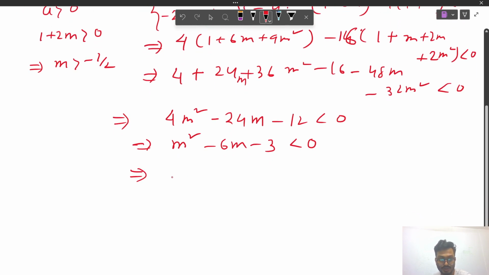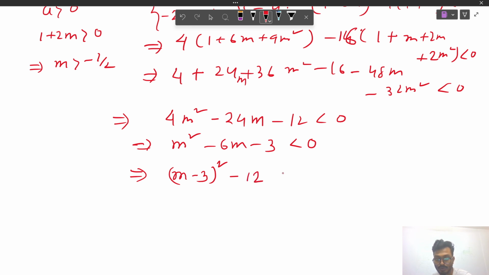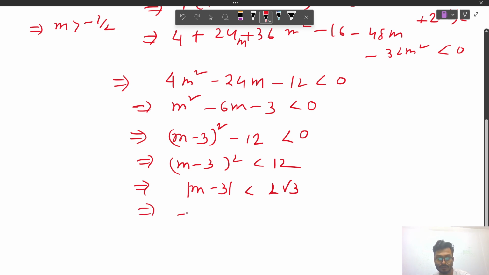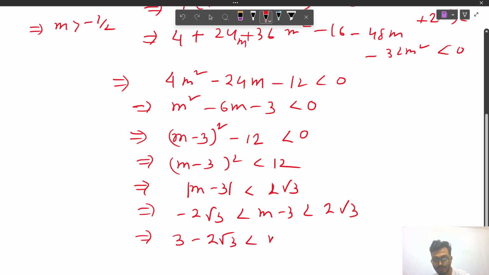Now we can write this as (m minus 3) whole square; we take 9, so minus 12 less than 0. That means (m minus 3) whole square less than 12. So that is mod of (m minus 3) less than 2 root 3. So this implies minus 2 root 3 less than m minus 3 less than 2 root 3. So that is 3 minus 2 root 3 less than m less than 3 plus 2 root 3.